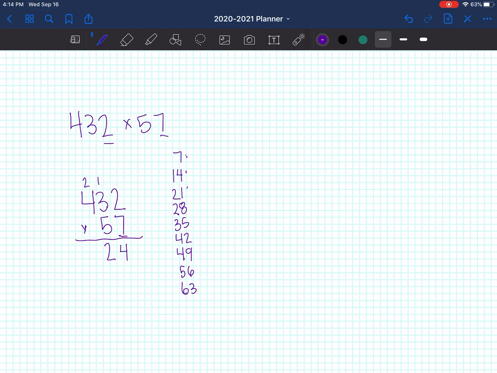So now I do 7 times 4. 1, 2, 3, 4 is 28. Plus 2 more is 30. So now I am done with these numbers on top, so I want to cross those out so I don't mix myself up.